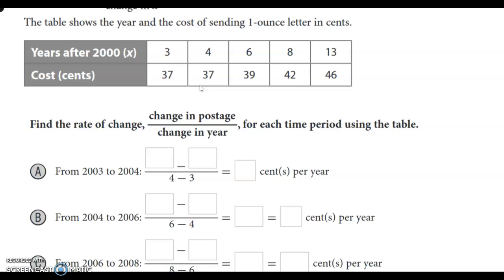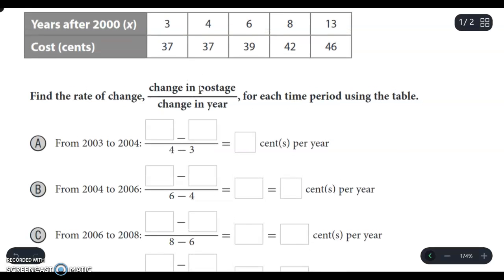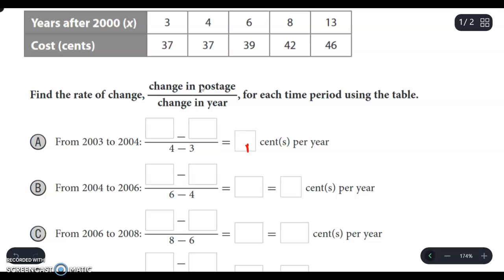So we've got here for A, we want to know between 2003 and 2004. Well, the x, which is the years, is down here, 4 minus 3. Okay, so 4 minus 3 is going to get you 1, and that's the change in x. Now that's under the change in y, which is 37 minus 37. Okay, and that gets you 0. So that's going to equal 0 cents per year.